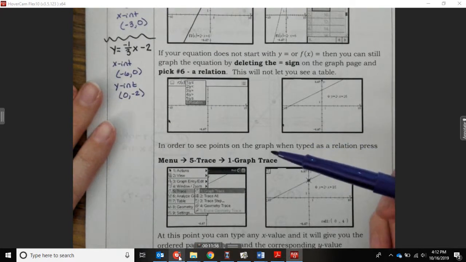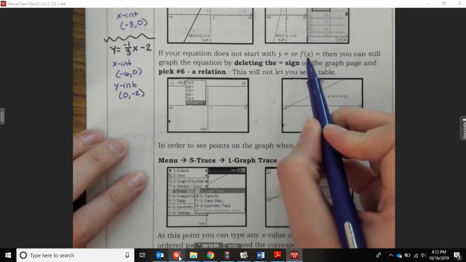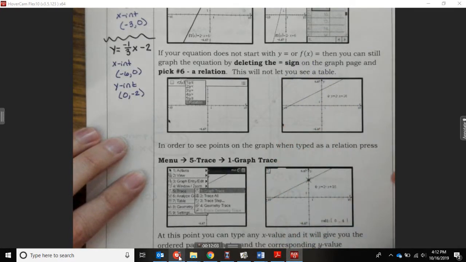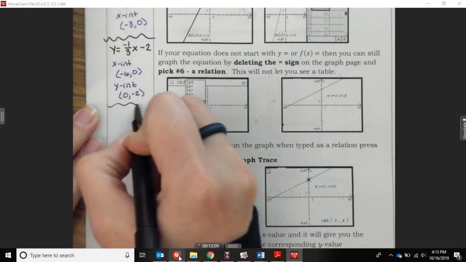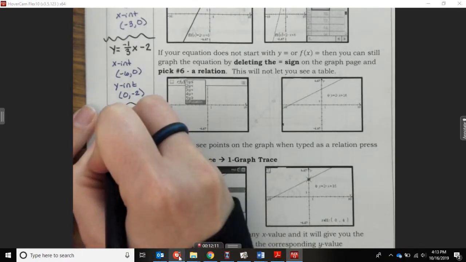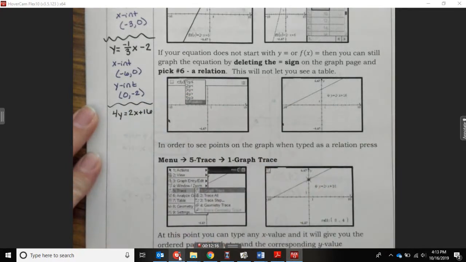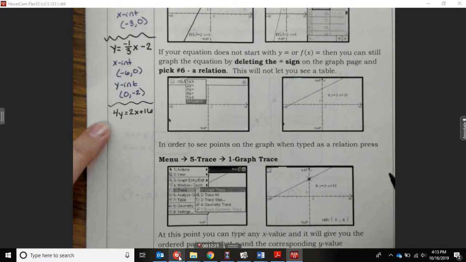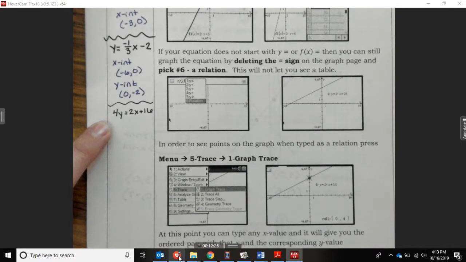Now, what happens if I have an equation that does not say y equals, and it doesn't say f of x equals? Okay, so for example, the equation that we have here in this problem says 4y equals 2x plus 16. So go ahead and write that out to the side just like I did. And if you forget the steps, that's what this paper is for. It's telling you the steps on the calculator. But I want you to follow along with me.